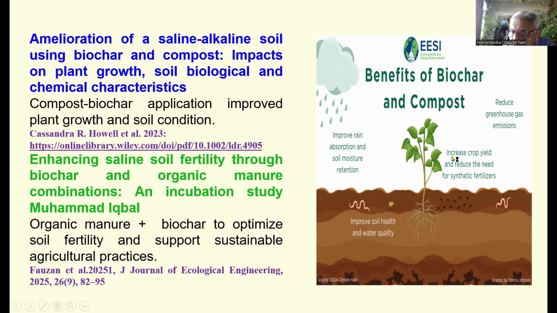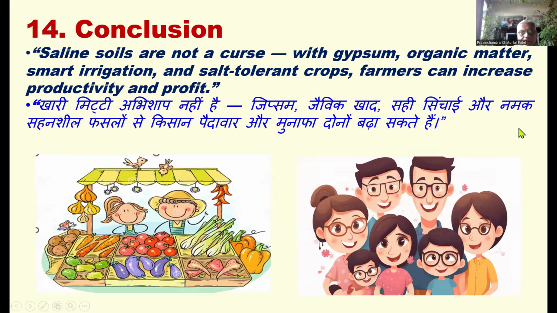It increases crop yield and reduces the need for synthetic fertilizer. Then when we add biochar along with compost, it reduces greenhouse gas emissions. So at present we have the problem of greenhouse gases. So, conclusion: saline soils are not a curse. With gypsum, organic matter, smart irrigation, and salt-tolerant crops, farmers can increase productivity and profit.